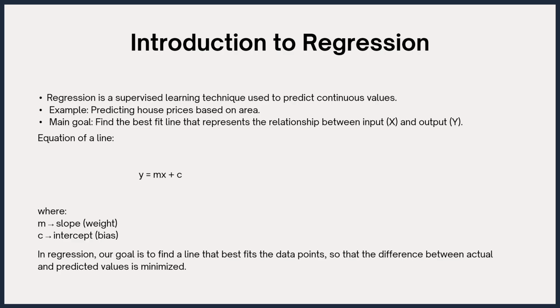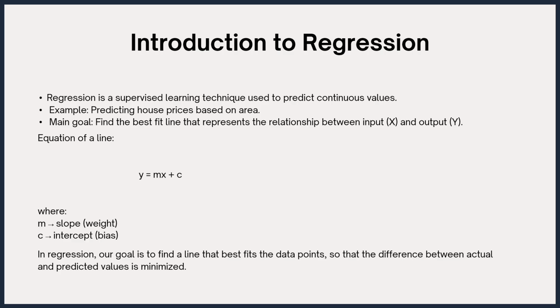To understand gradient descent, first we need to understand regression. Regression is a supervised learning technique used to predict continuous values. For example, predicting house prices based on area. The aim is to find a relationship between input x and output y and represent it through a line.